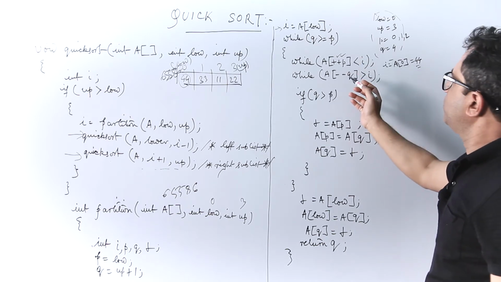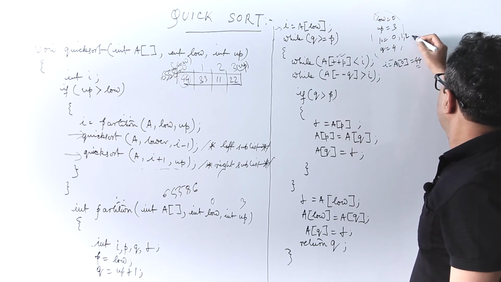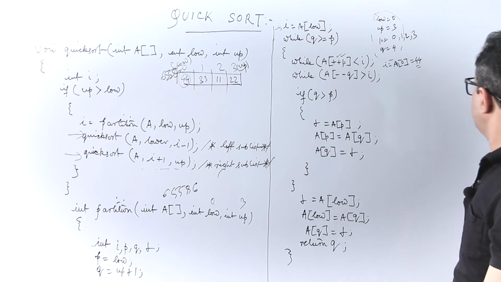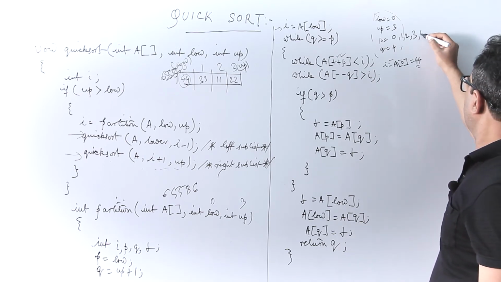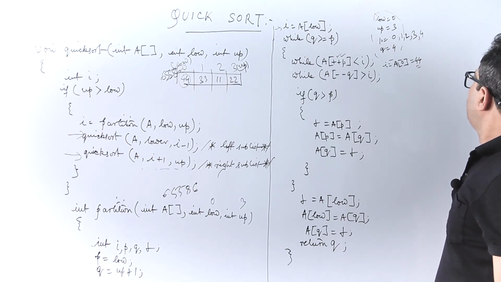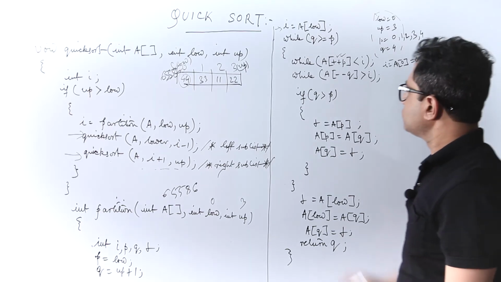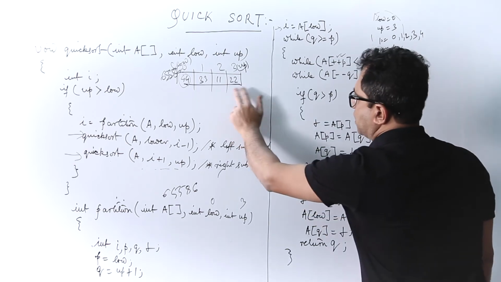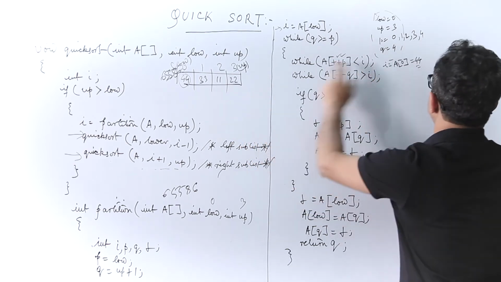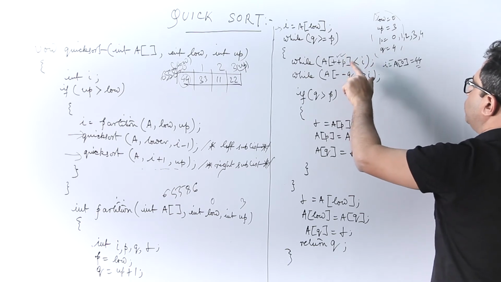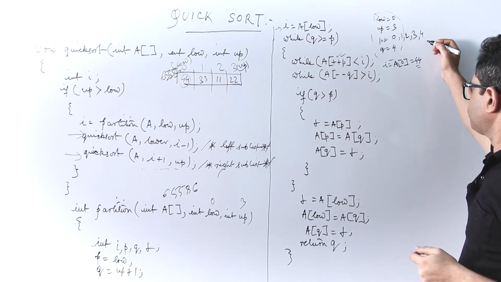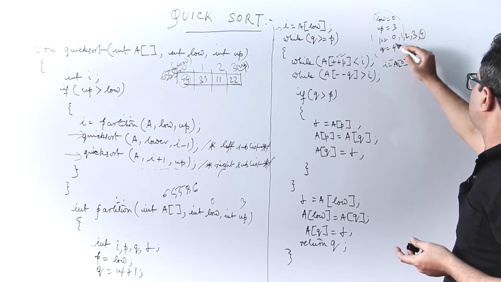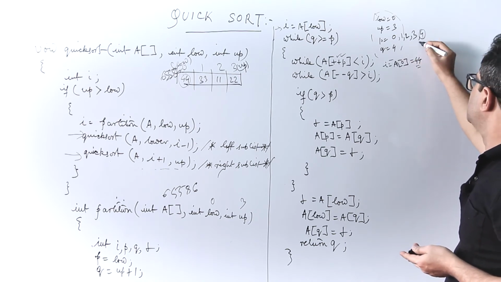So we again increment P and P becomes 3. A3 is 22 which is again less than 44. Then again we increment 3 to 4 and see that there is no position in this array. In this case it goes out of the bound of this array. So we come out of this while loop and see that the maximum value which the P variable has reached is 4.